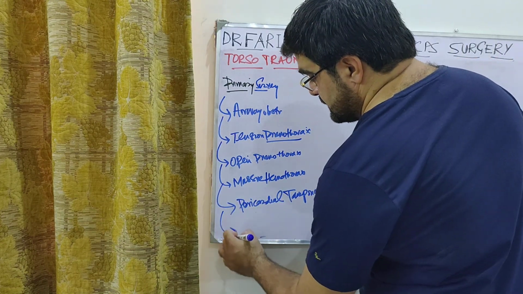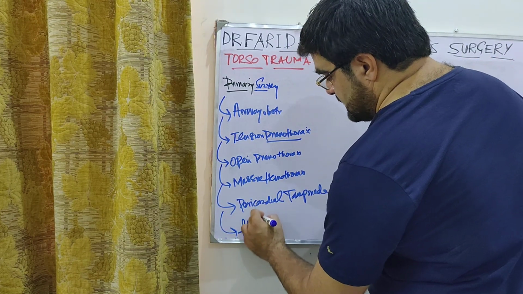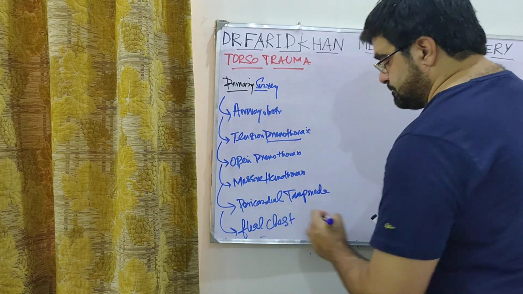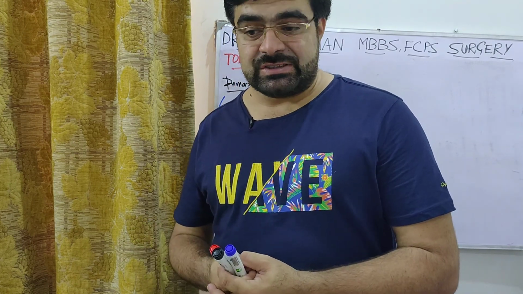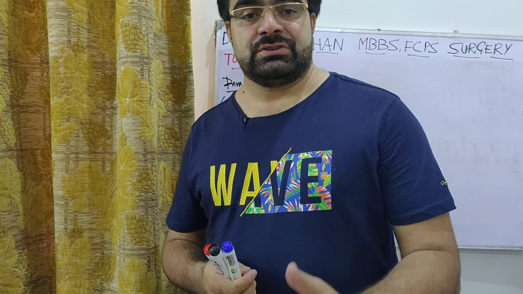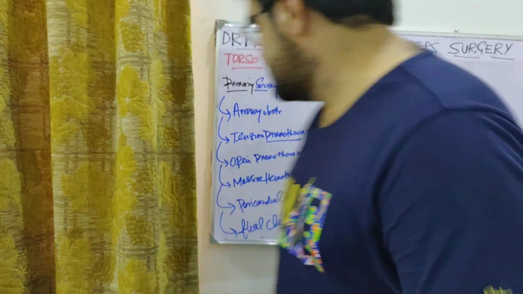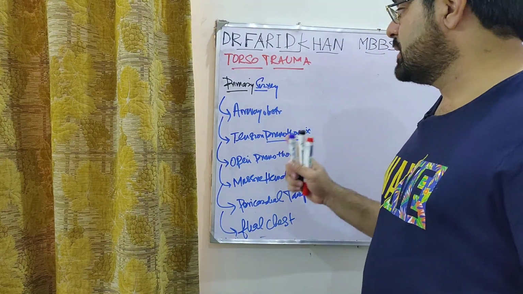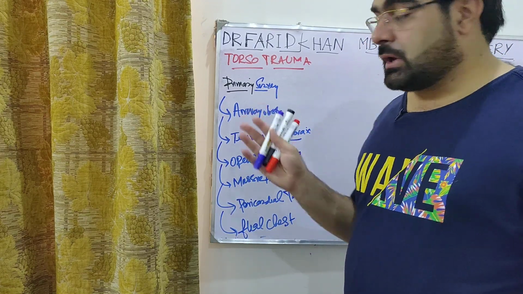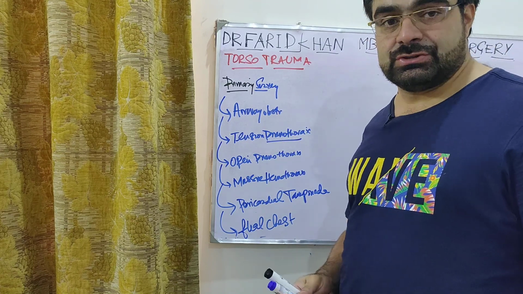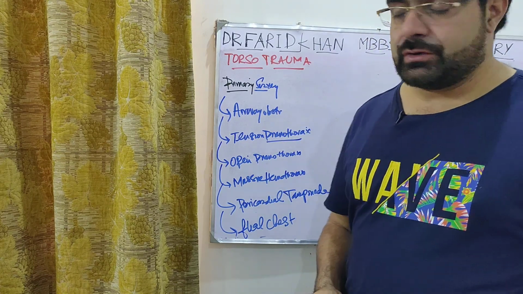Last but not the least is flail chest. There is a fracture of the rib at 2 or more places, and there is a segment separate from the rib cage moving paradoxically with inspiration and expiration. So these are the 6 conditions which must be addressed in the primary survey. I will consider them first, and in the next video inshallah I will consider the other 6 conditions which must be addressed in the secondary survey.